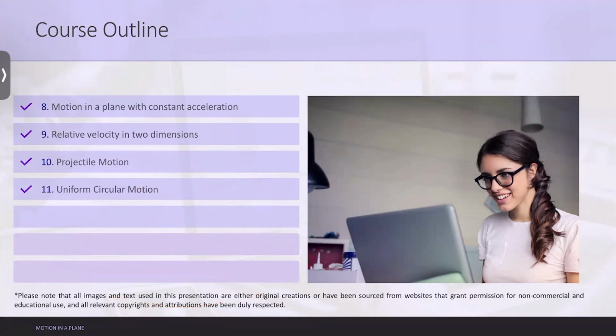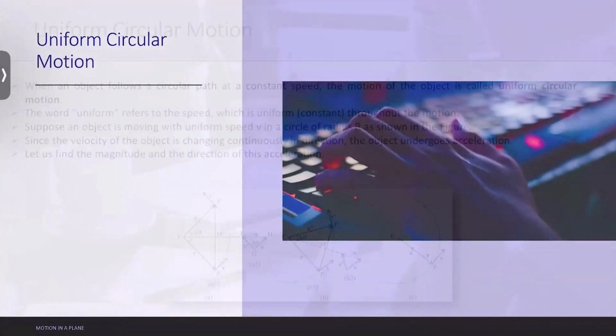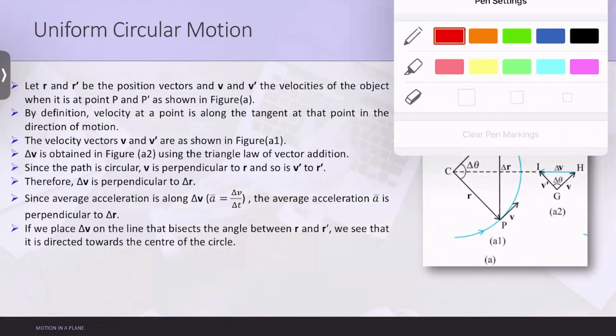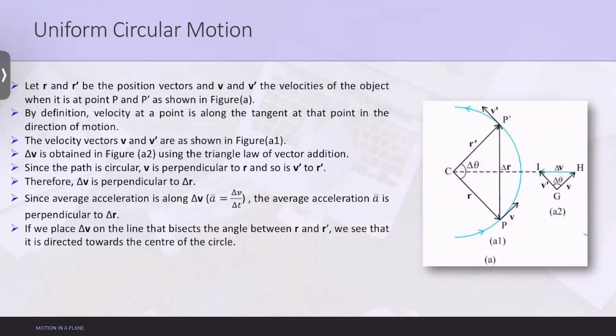Okay, so let's start our uniform circular motion again. All these things were understood in the last lecture only, so just a quick revision here. Finally what we got is that the direction of delta v is in this direction. Since the path is circular, v is perpendicular to r, and so v dash is perpendicular to r dash. Therefore, delta v is perpendicular to delta r.